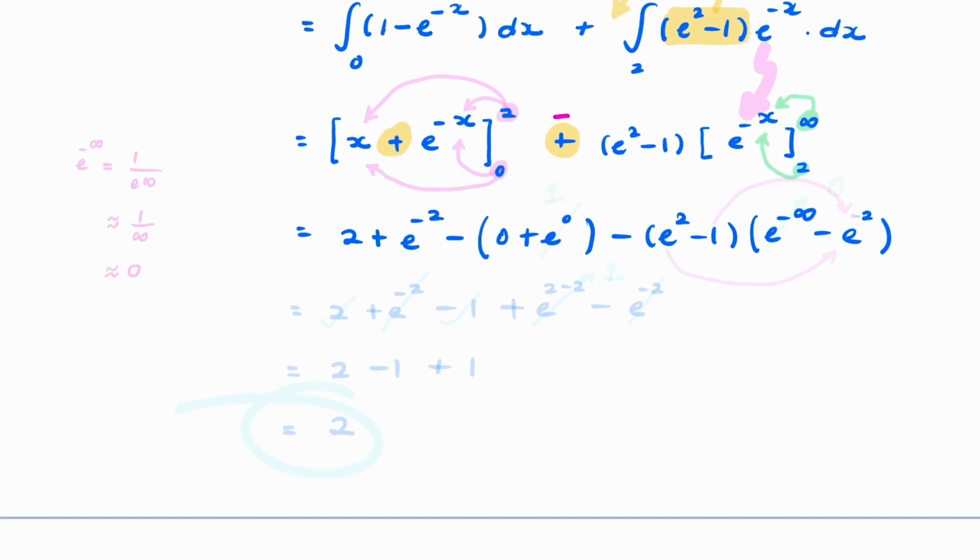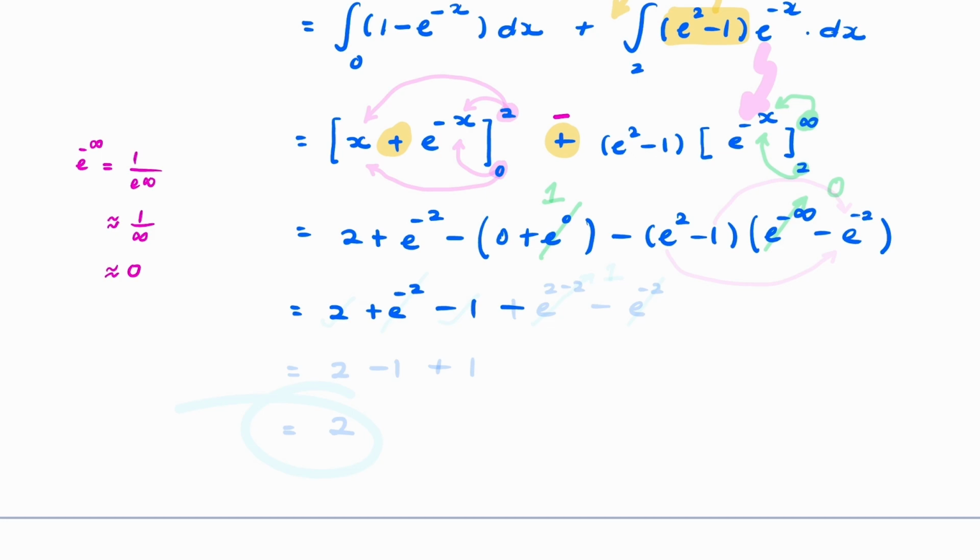So now we can simplify, so that e to the power 0 is just 1. E to the power minus infinity is 0. If you're in any doubt about that, e to the minus infinity is 1 over e to the infinity, which is pretty much 1 over infinity, which we can replace with a 0. So now if you simplify that, you end up with 2 plus e to the minus 2 plus 1 minus.